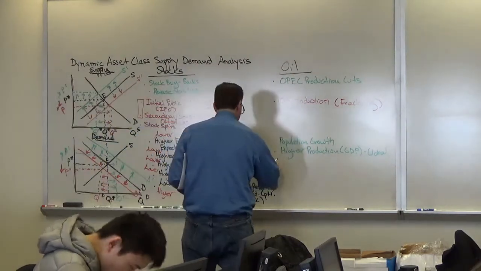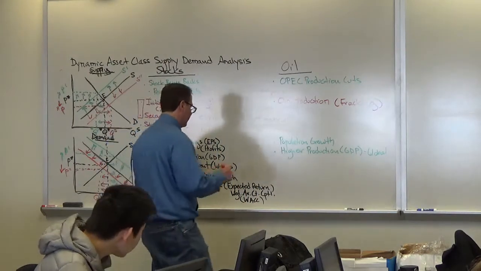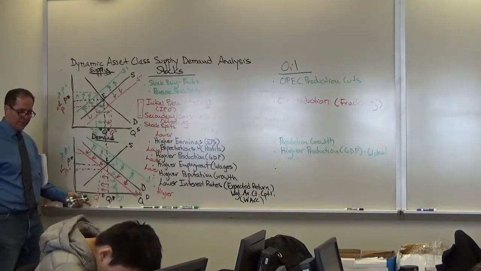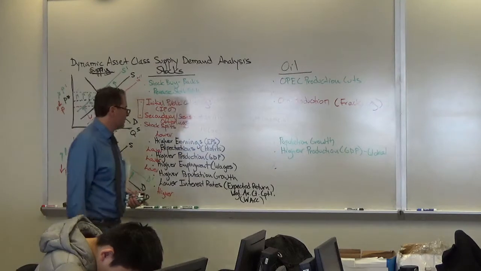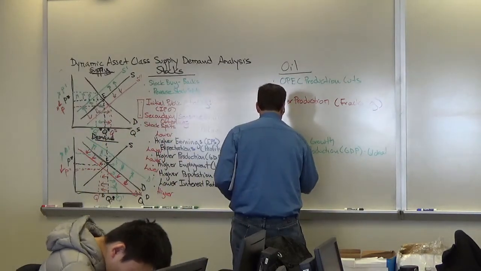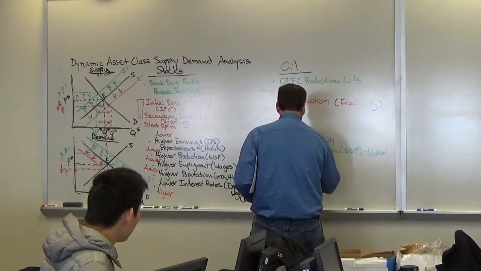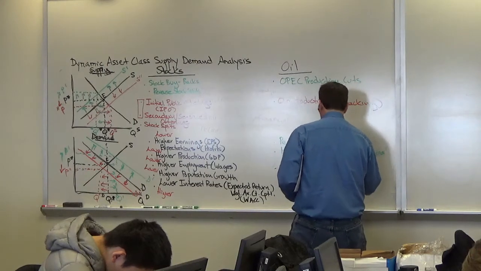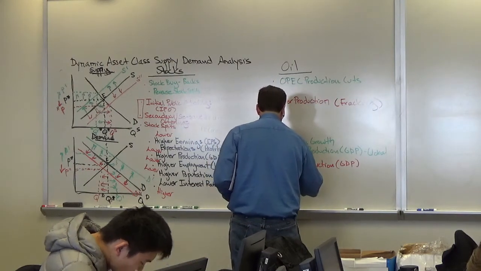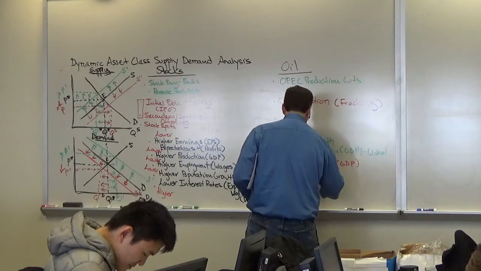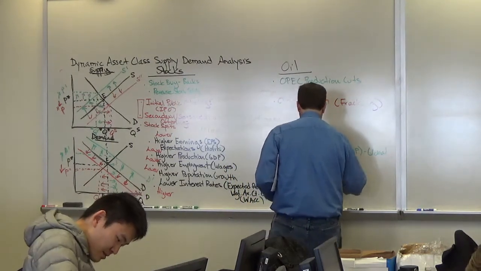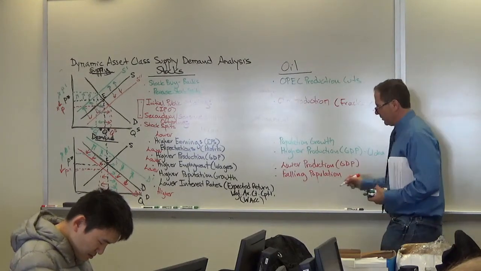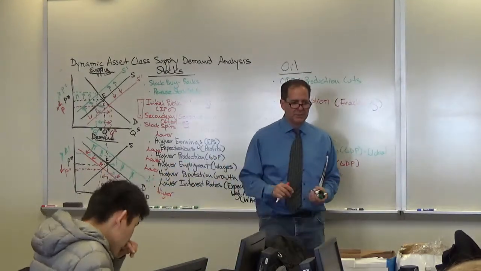Let's do the opposite. And you may come up with some others as you do your research. What would cause the demand curve to fall for oil, causing quantity demanded to fall and prices to fall? Falling production, GDP. Falling population. Give me another reason that would cause demand for oil to go down.